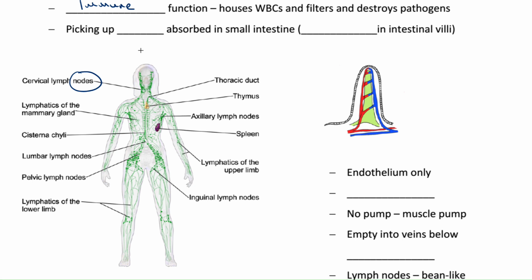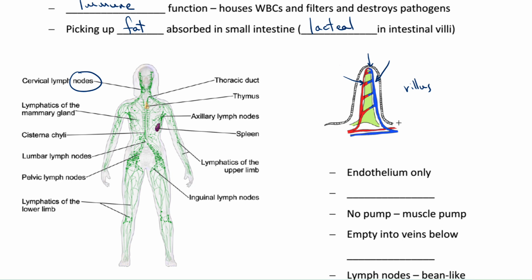And it also has a third function, which might seem totally different from the others. It's actually involved in picking up fat absorbed in the small intestine using structures called lacteals that are in the intestinal villi. So here's a picture of a single intestinal villus, and the gut lumen is over here, and nutrients are being absorbed into the capillaries here, shown in red and blue, to be carried off into the blood system.